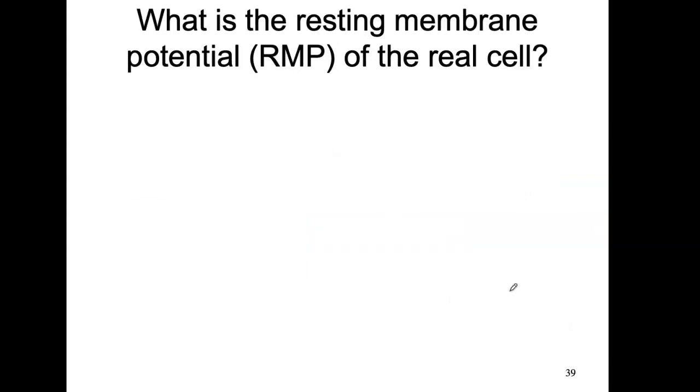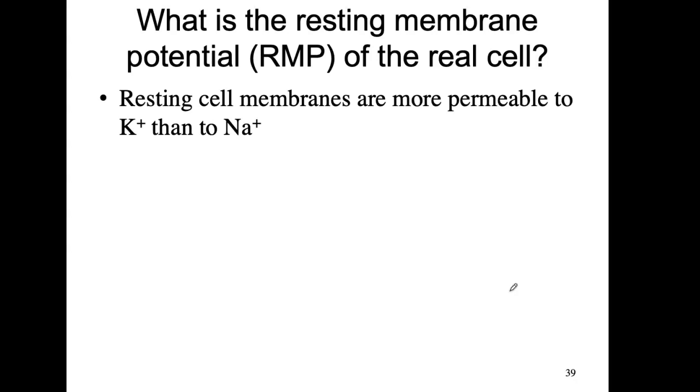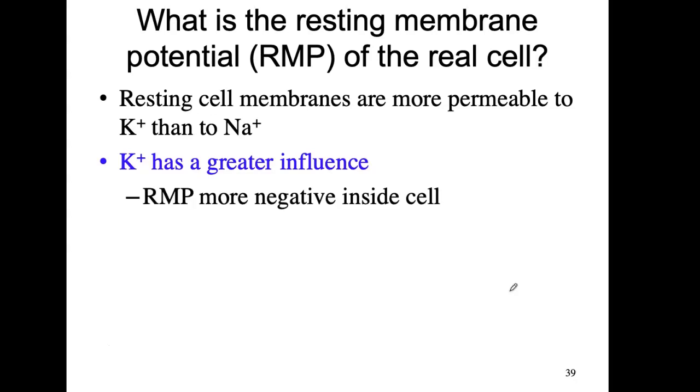So what is the resting membrane potential of a real cell? Well, we'd have to measure that. We know that the resting membranes are more permeable to potassium than to sodium, so potassium will leak out more easily than sodium will come in. So potassium is the one with a greater influence. The resting membrane potential is more negative inside the cell, I told you, because of those proteins that are inside the cell. So whatever number we give to the cell is going to be negative. It's going to be minus something.